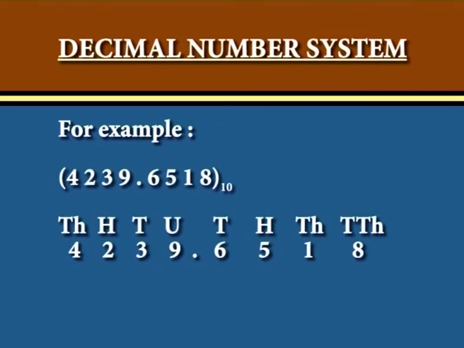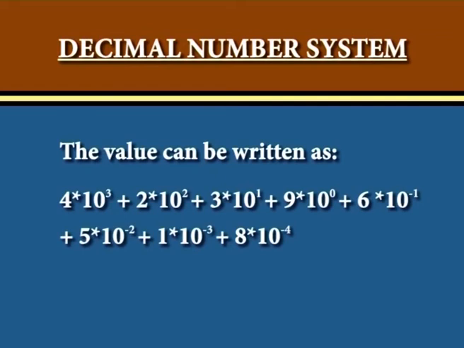at ten-thousandths position. The value can be written as 4 multiplied by 10 raised to the power 3 plus 2 multiplied by 10 raised to the power 2 plus 3 multiplied by 10 raised to the power 1 plus 9 multiplied by 10 raised to the power 0 plus 6 multiplied by 10 raised to the power minus 1 plus 5 multiplied by 10 raised to the power minus 2 plus 1 multiplied by 10 raised to the power minus 3 plus 8 multiplied by 10 raised to the power minus 4.